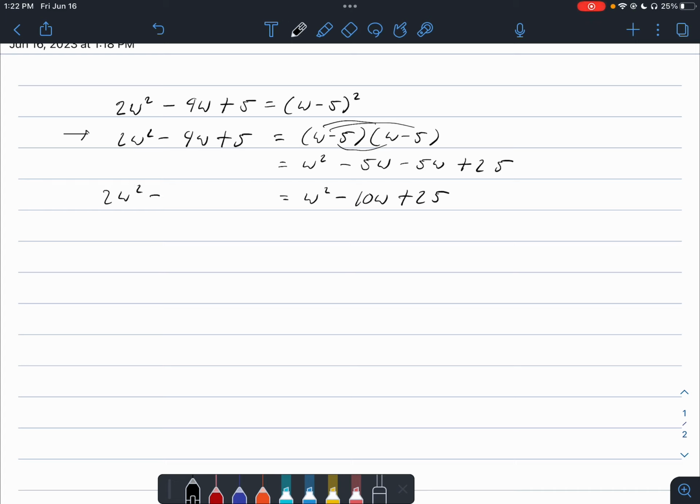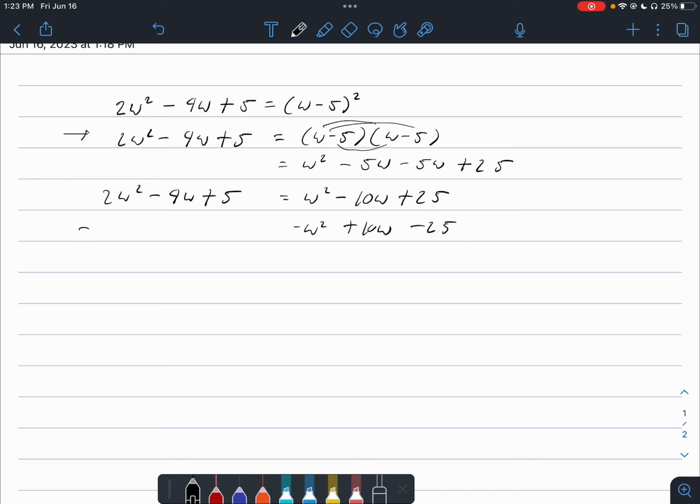We have 2w squared minus 9w plus 5. Okay, and then what we can do is we can subtract everything from the right-hand side here so that we set it equal to 0. Okay, so we can subtract w squared. We can, I guess we'll add 10w here, and we'll subtract 25. Remember, we have to do all of that to both sides. So minus w squared plus 10w, and then minus 25.